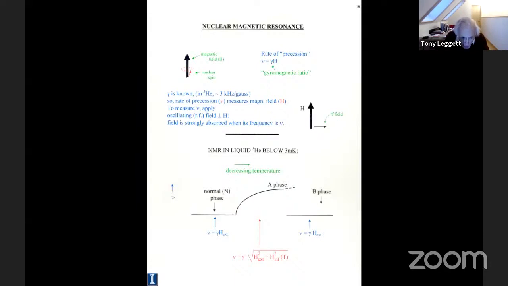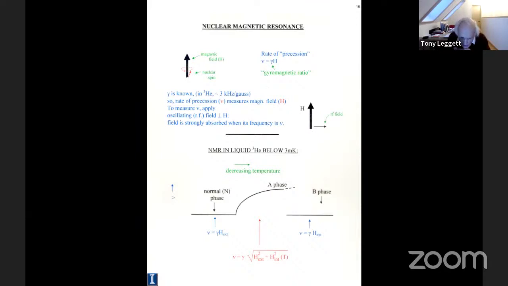But how do you measure the rate of precession? Well, what you do is to apply an oscillating field transverse to the external field, and the field will be strongly absorbed when its frequency is equal to the precession frequency. So in that way, one can measure the magnetic field, or apparently one can. And these experiments have been done for many, many years in liquid helium-3, and above a temperature of about 3 millidegrees absolute, that is something like a 100,000th of room temperature, everything behaves just as expected. The precession frequency, nu, is just equal to gamma times the external field. So that's the so-called Larmor frequency. Okay, very standard, very textbook, nothing at all mysterious.